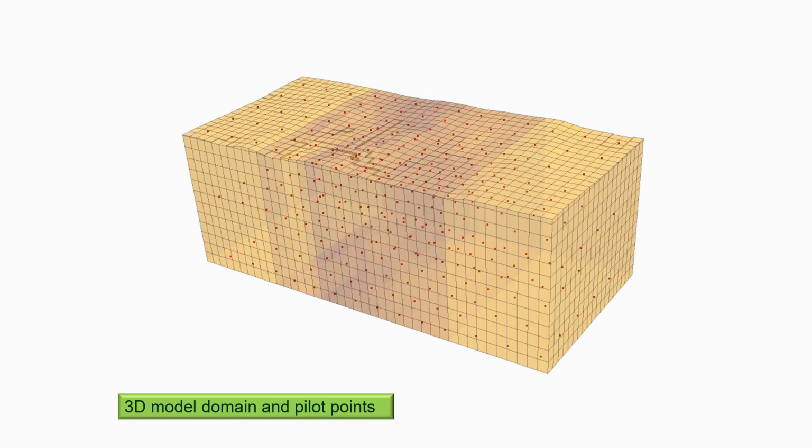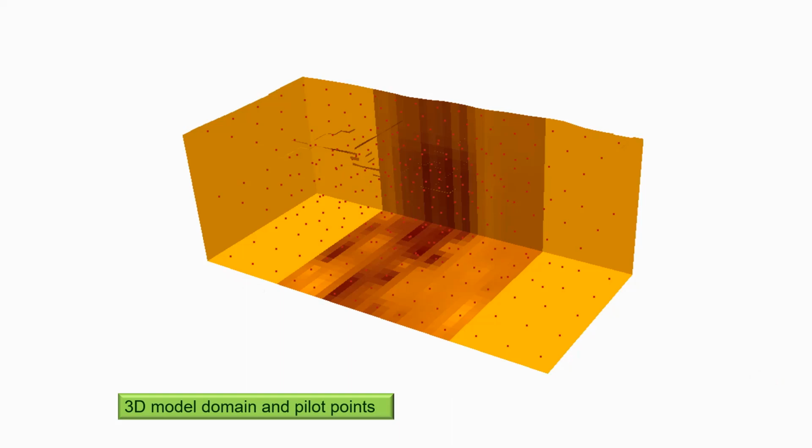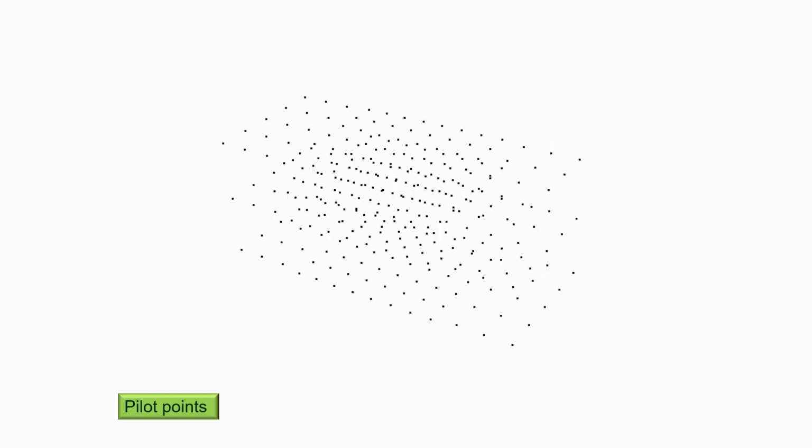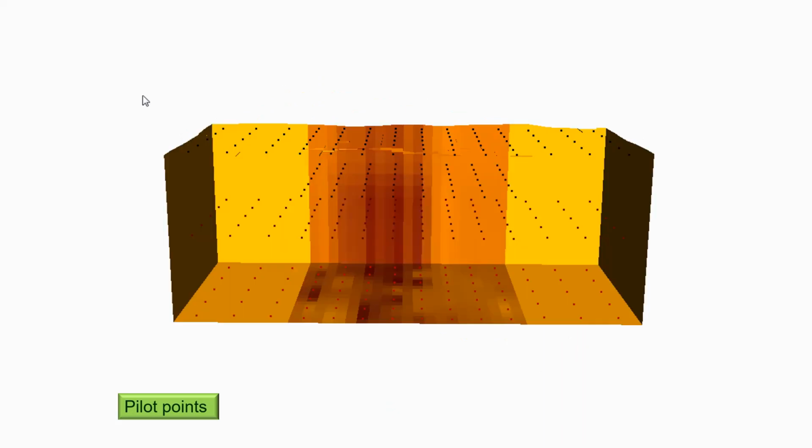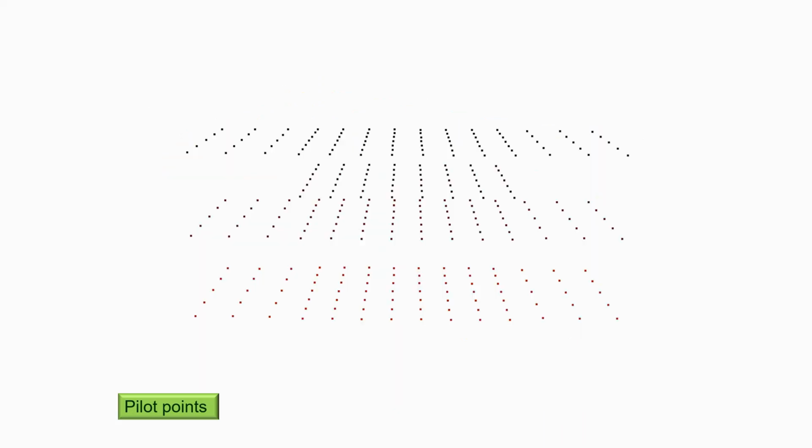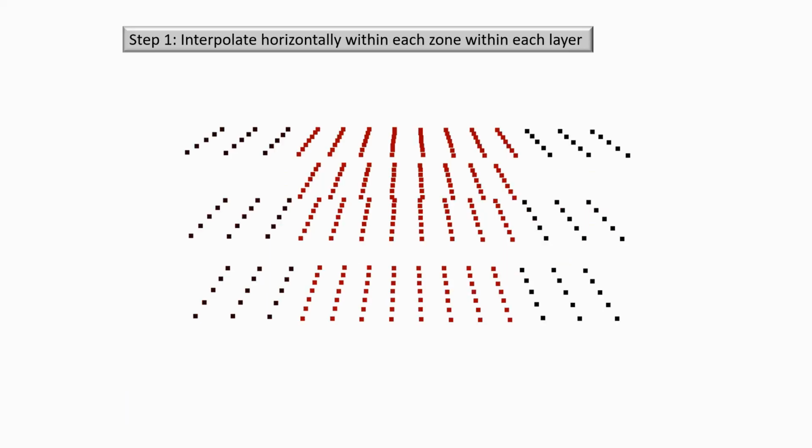In this case, it was considered appropriate to arrange these pilot points in a number of layers, in this case 4 layers, and to separate the pilot points into different zones because of the different nature of the geology in each one of these zones.